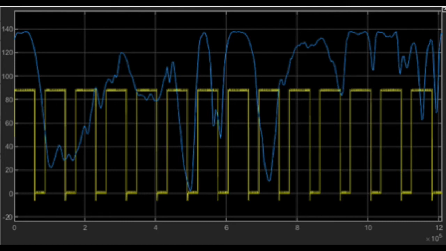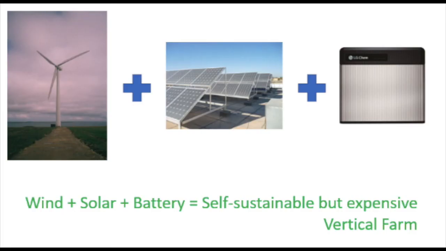When wind speeds were too low, there was not enough power generated to meet the demand. The conclusion was that it would be possible to run the farm using a combination of wind power, solar power and battery storage, but it would be very expensive. However, it could pay off in the long term.